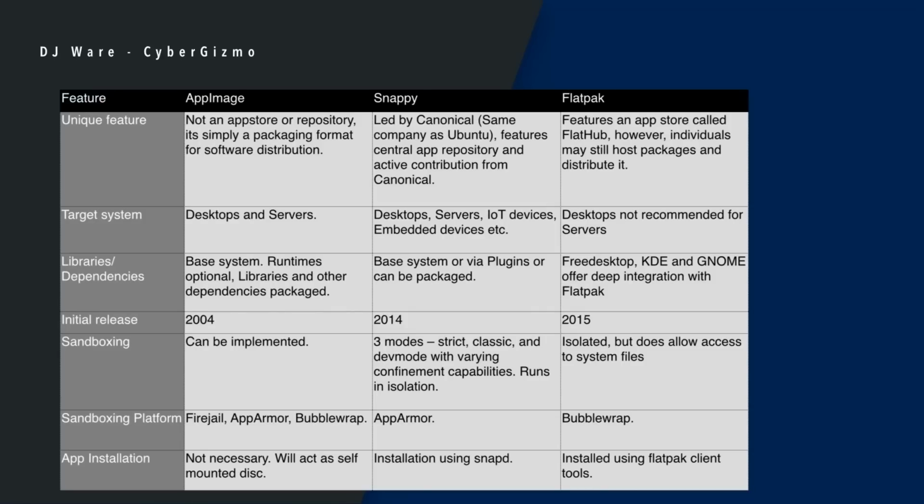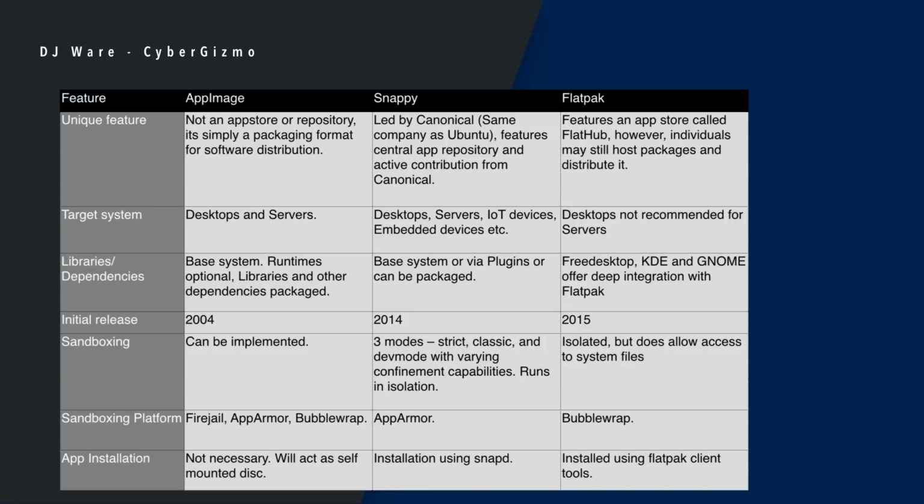As far as Snappy, the base system or plugins have to be packaged. In Flatpaks, there is deep integration between freedesktop, KDE, and GNOME to support Flatpak. And now I'm wondering, did Canonical really think this through with this decision, being that the major desktop environment players have all started to do deep integration with Flatpaks? What kind of harm is that going to do to them?